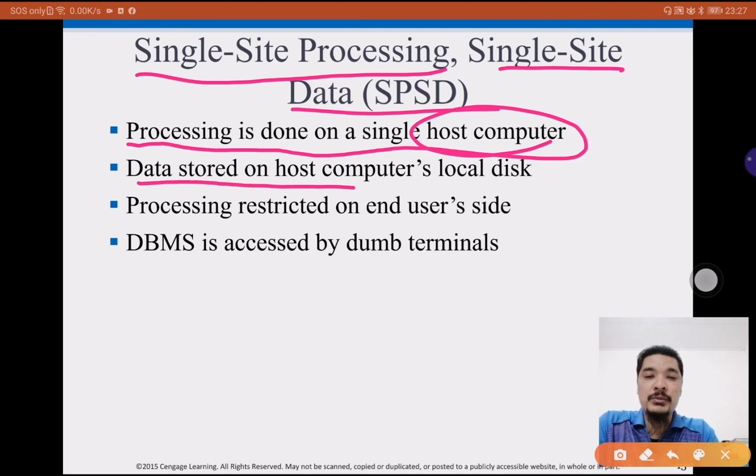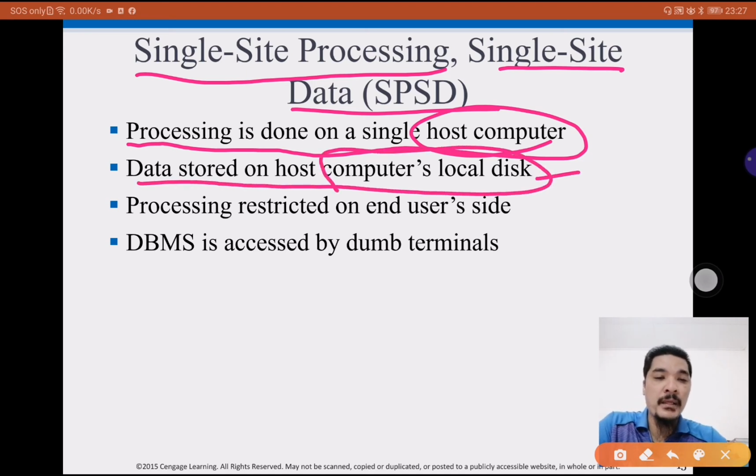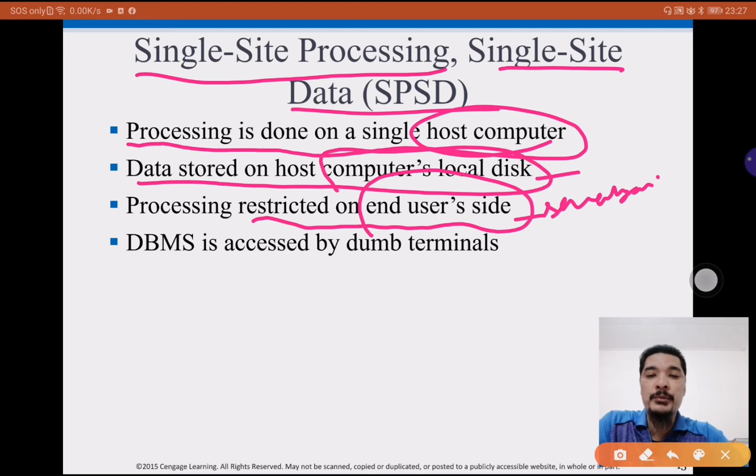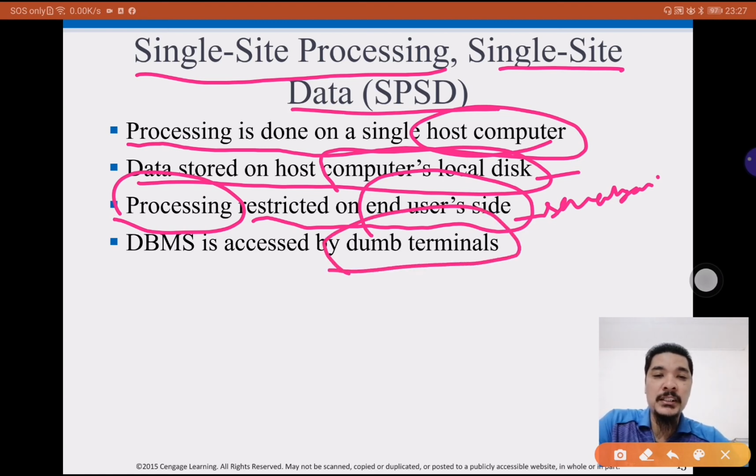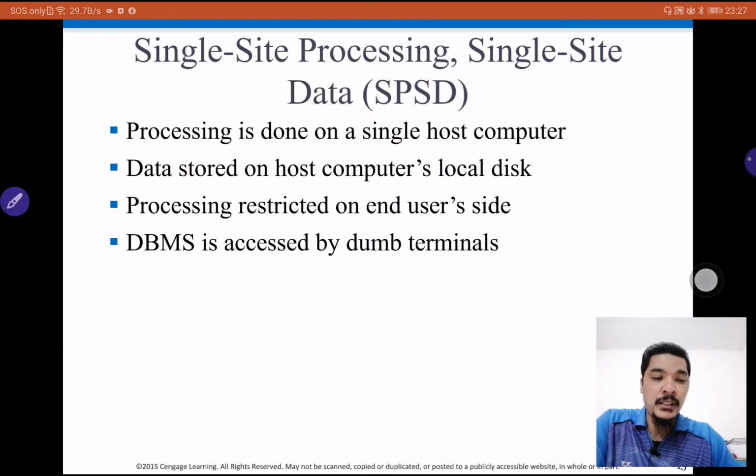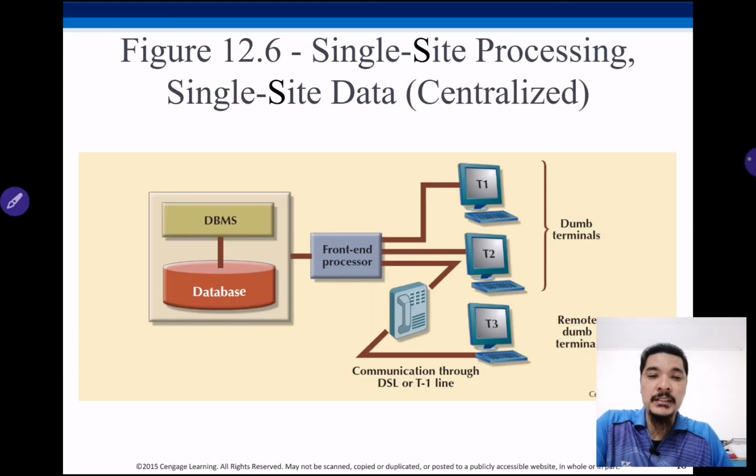Data stored on the host computer local disk, for example. So maksud dia Seremban kena manage dia punya server sendiri dan sebagainya. And processing restricted on end user sites. End user ni siapa? Kalau dalam contoh tadi, Seremban. Seremban akan jadi end user. Semua sekali proses akan berlaku di Seremban, dia tak akan berlaku lagi di Shah Alam. Okay, DBMS is accessed by a dumb terminal. So kita punya data tadi kita akan access melalui terminal-terminal komputer yang tertentu. Okay, so this is the example.